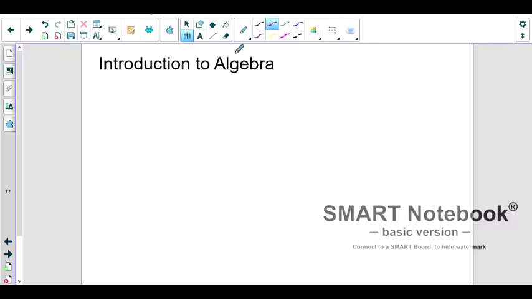Okay, let us continue our discussion on introduction to algebra. Last time we finished classifying the equations as linear, quadratic or cubic. We discussed that it depends upon the degree. Okay, let us continue. Now we will talk about some basic rules. We will go through them quickly. Rules for addition.